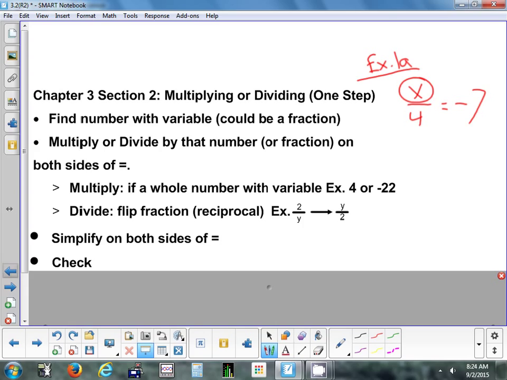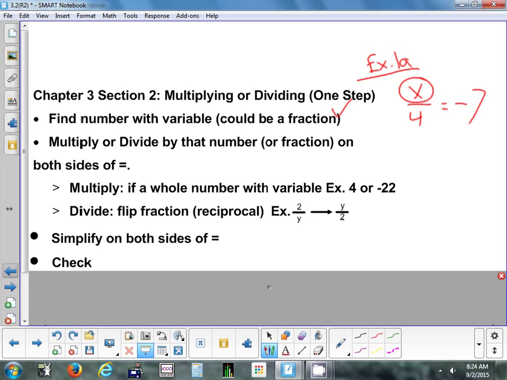Next. What's the next thing we have to do? So we did this. We found the number with the variable. What's the next thing we have to do? Multiply or divide by that number. So what does this problem call for, multiplication or division?